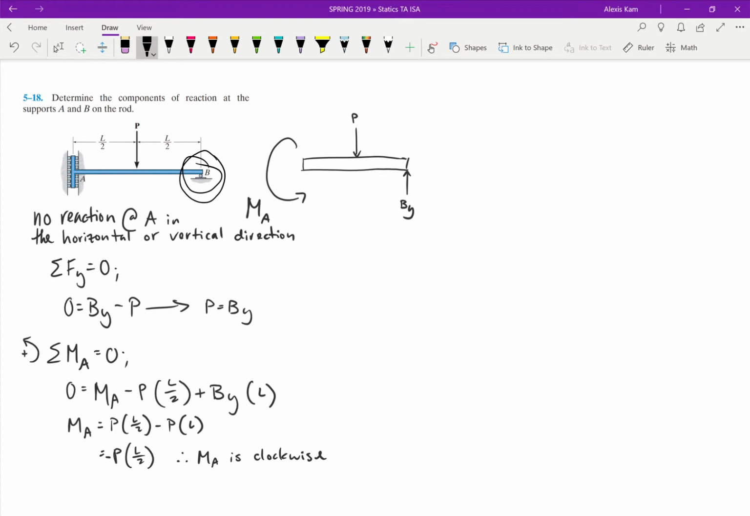So that's why we can take the sum of the forces is equal to 0, as we know from our equations of equilibrium. And then the force P is just equal to By.